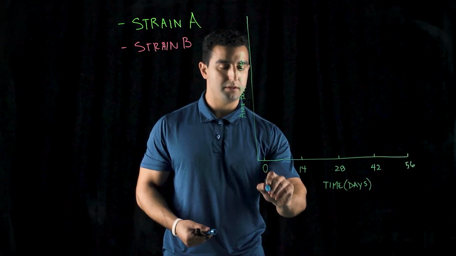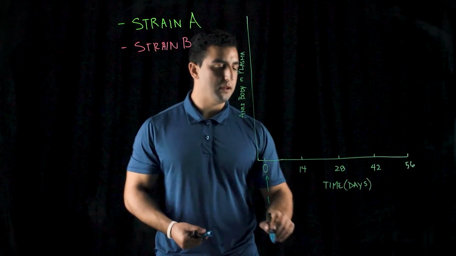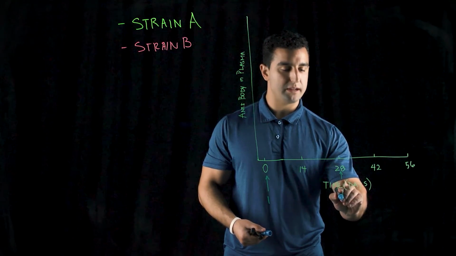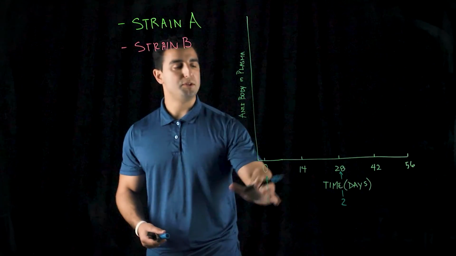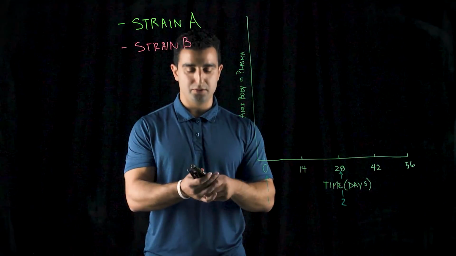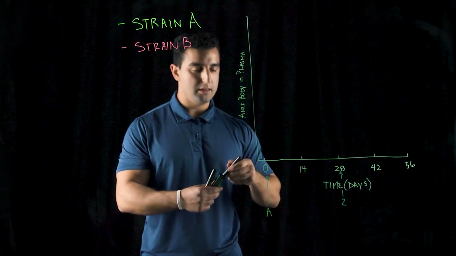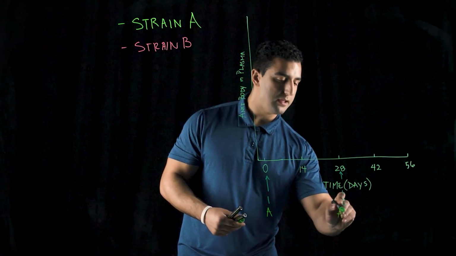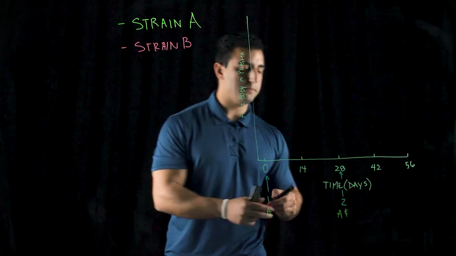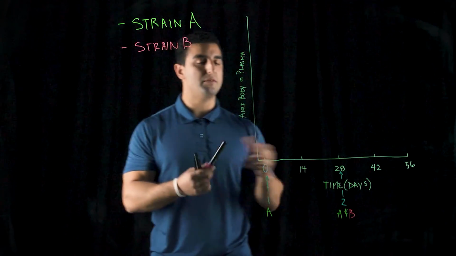So if we look at strain A at day 0, you have exposure time 1. And then at day 28, we have our second exposure. So you have two different exposures. At 1, we're only going to have one pathogen, so only A is going to be present. And then at 2, we're going to have A and we're going to have B.